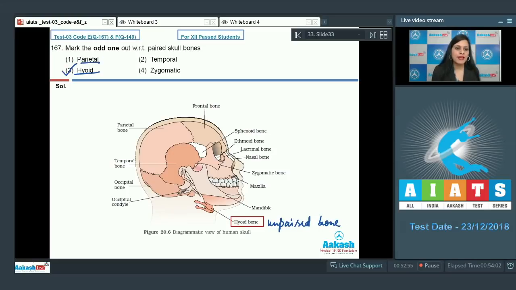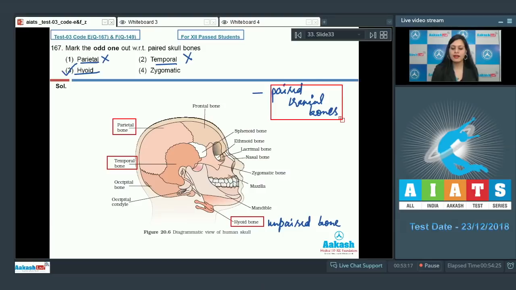The other options are parietal and temporal, and these are incorrect options because parietal and temporal bones are paired cranial bones. This is a parietal bone and this is a temporal bone, and these are paired cranial bones, whereas the last option, that is zygomatic, is an incorrect option because zygomatic bone is a paired facial bone. So the correct answer to this question is option number 3. Let's proceed to the next question.